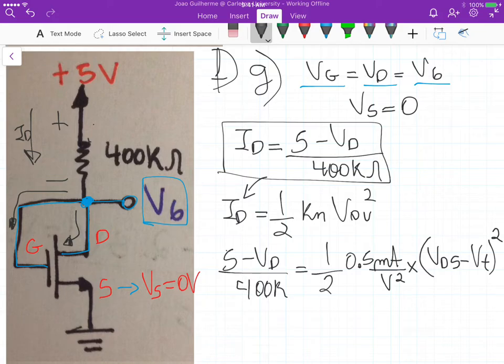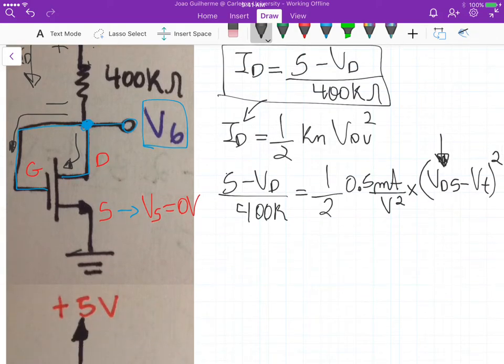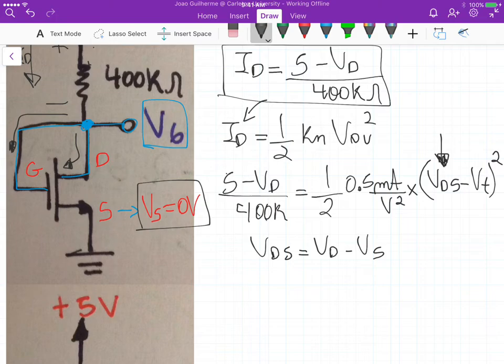Okay, now if we look at this particular term here, we know that VDS equals VD minus VS. Now if we remember in the circuit, VS equals 0 volts. So in this case, VDS is actually equal to VD. And now we have a single equation with a single unknown, because this term becomes just VD.